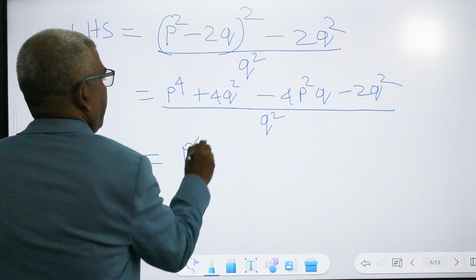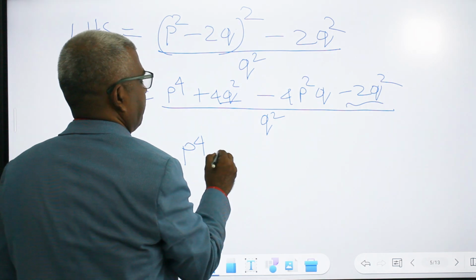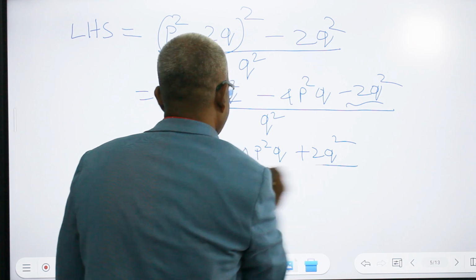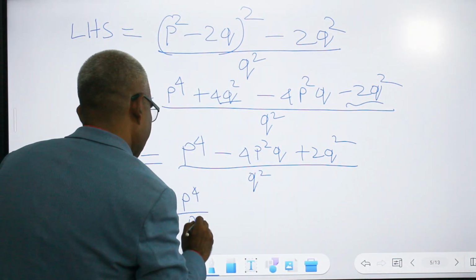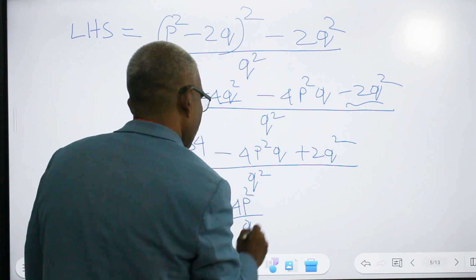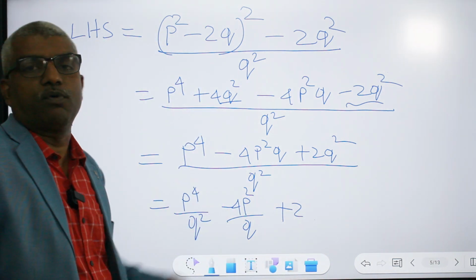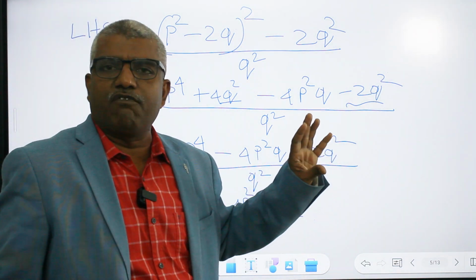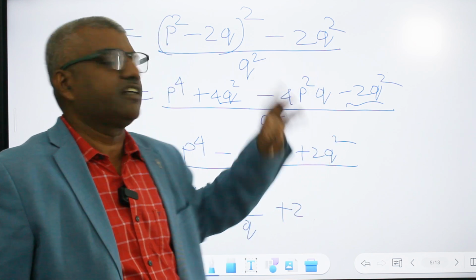P power 4, 4Q squared, plus 2q squared. I will convert this, first I will write this one, plus 2q squared divided by q squared: p power 4 by q squared minus 4p squared by q plus 2. We proved. It is very complicated, but we proved. They gave a very simple one, alpha power 4 plus beta power 4. We are converting alpha power 4 plus beta power 4 to alpha square squared plus beta square squared. Then that we are rearranging. Got it?